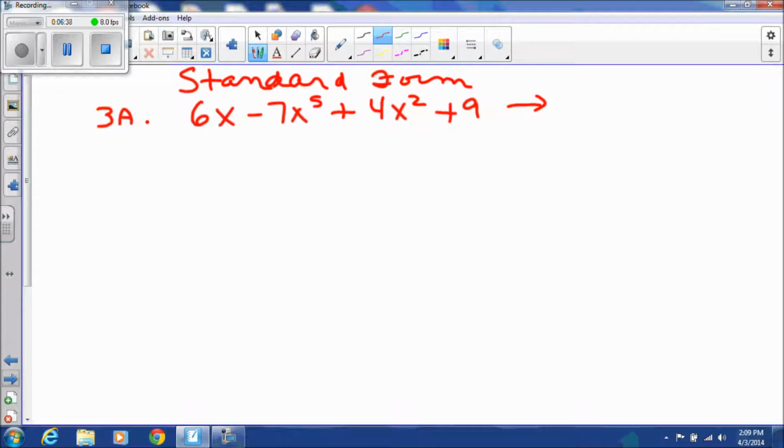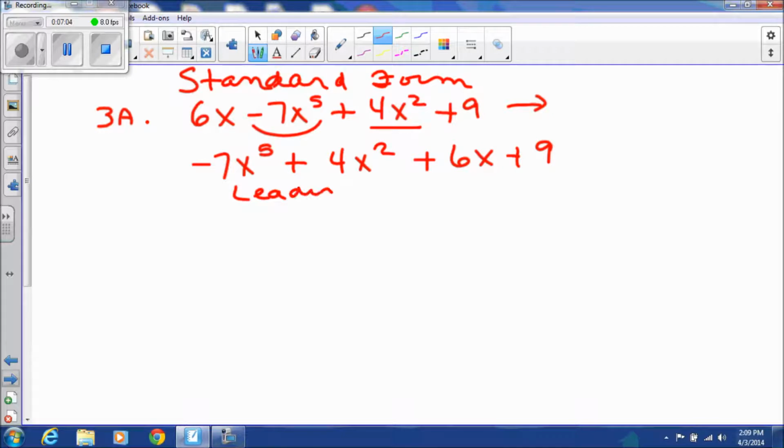So I'm going to rearrange this. My highest degree is negative 7x to the 5th. The highest degree is 5, but this is the first term. My next term is 4x squared, because 2 is the next highest degree, followed by 6x, followed by 9. Notice the leading term is negative because there's a negative sign in front of the 7. So the leading coefficient is not just 7, it is in fact negative 7.